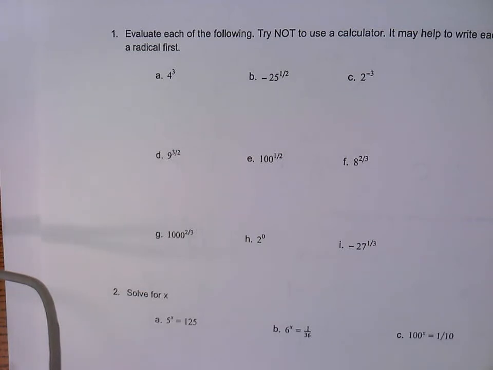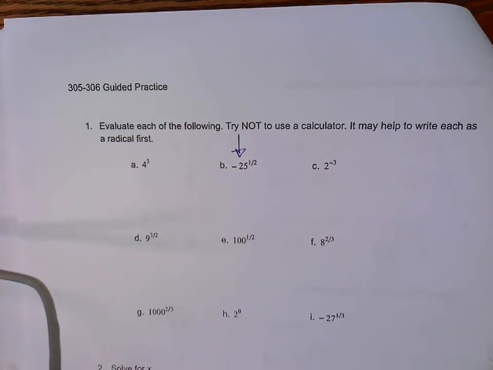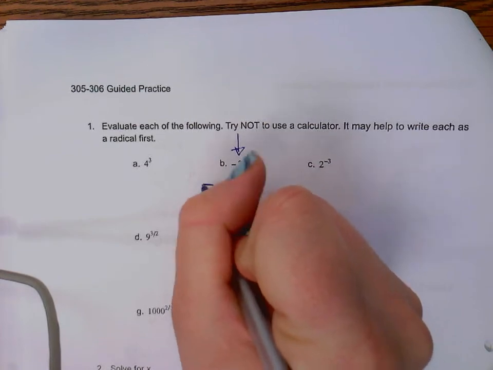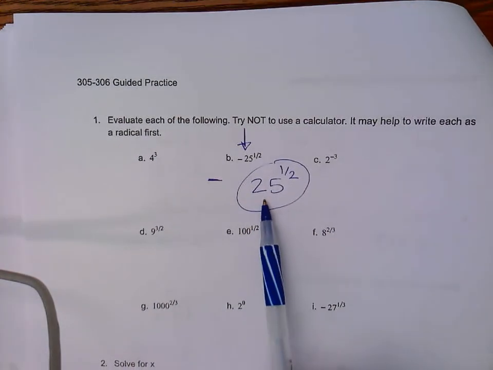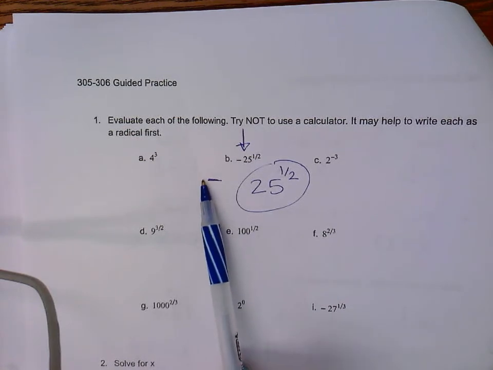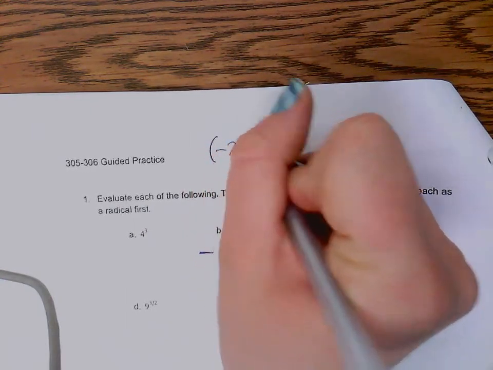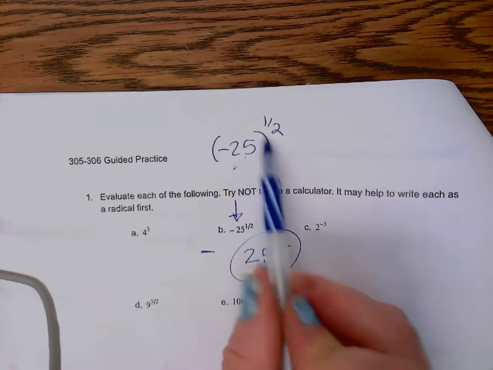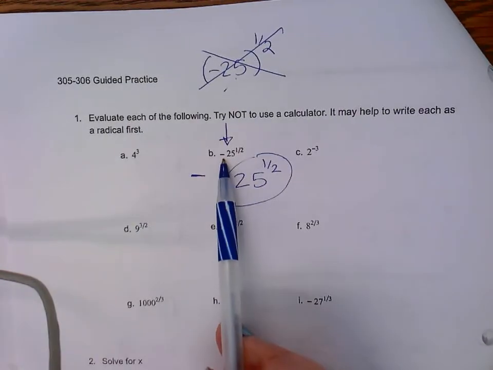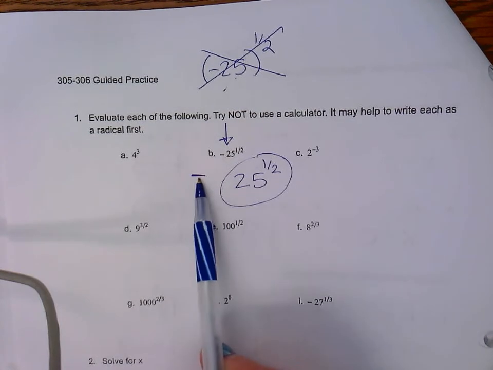I want to point out that on letter 1b, that negative is not in a parentheses. So you're going to do the negative, and then you're going to do the 25 to the 1/2 first, and then just make the answer negative. The one that we looked at yesterday had negative 25 under the radical, and you couldn't do it because it was in parentheses. This negative sign is out in front of the problem, so you're going to take the square root of 25, then make the answer negative at the end.